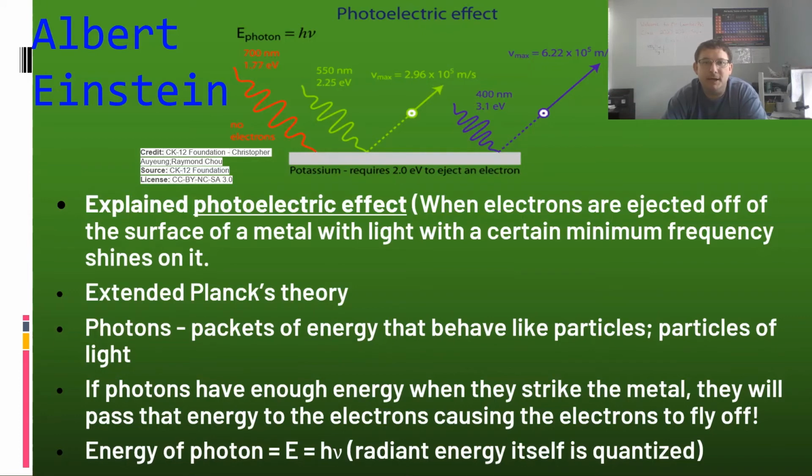So to explain this, Albert Einstein took Planck's theory a step further and said not only does that light exist in a discrete chunk of energy, but it actually is a particle of energy, which he called photons. So packets of energy that behave like particles. So basically particles of light. And he basically said, if a photon has enough energy when it strikes the surface of the metal, then it'll eject an electron. Boom.